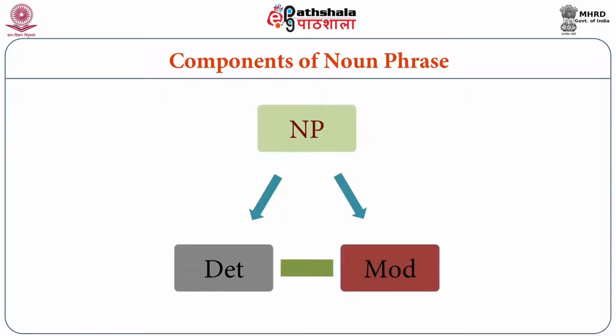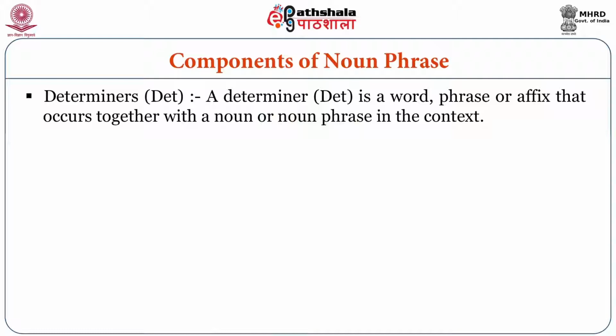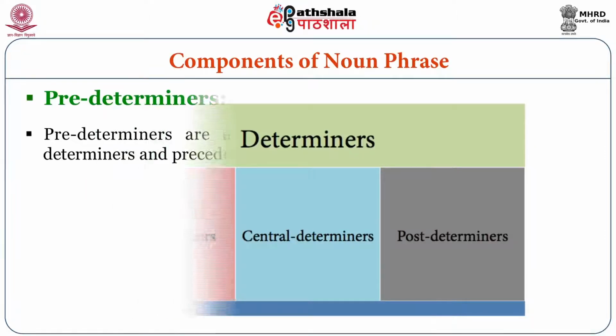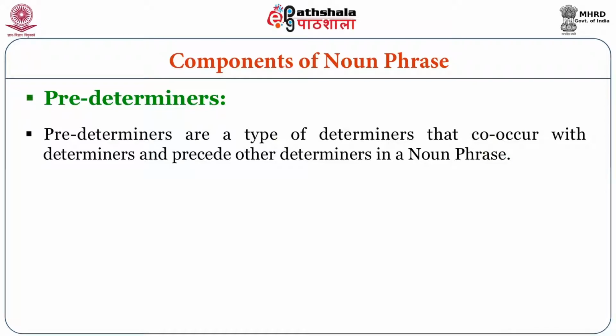Now you see in this diagram that various components of the noun phrase are there, as I discussed: the determiner and modifier. Determiners. A determiner is a word, phrase or affix that occurs together with a noun or noun phrase in the context. Determiners can be divided into the following categories: predeterminers, central determiners and post-determiners. Predeterminers are a type of determiners that co-occur with determiners and precede other determiners in a noun phrase.